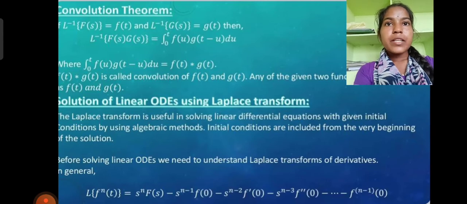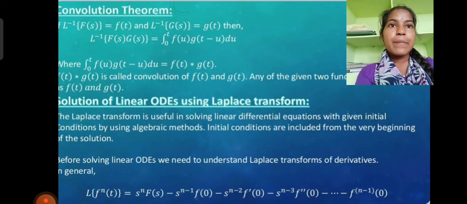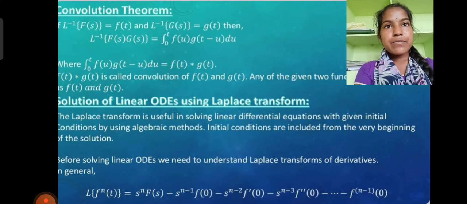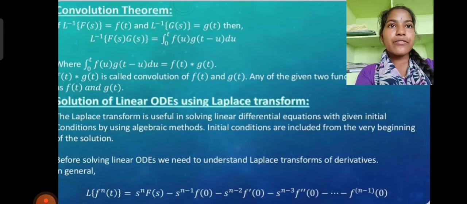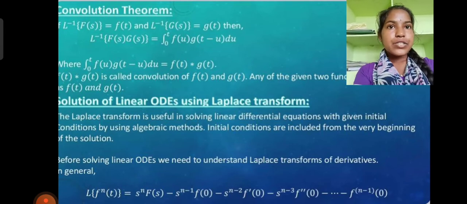Convolution theorem. Laplace inverse of F(s) is equal to f(t) and Laplace inverse of G(s) is equal to g(t). Then Laplace inverse of F(s) into G(s) is equal to the integration from 0 to t of f(u) g(t minus u) du, where the integration from 0 to t of f(u) g(t minus u) du is equal to f(t) star g(t).